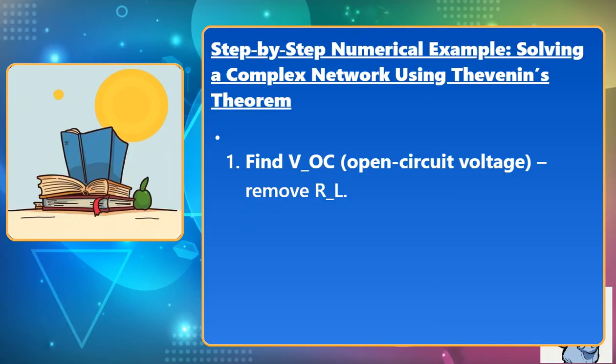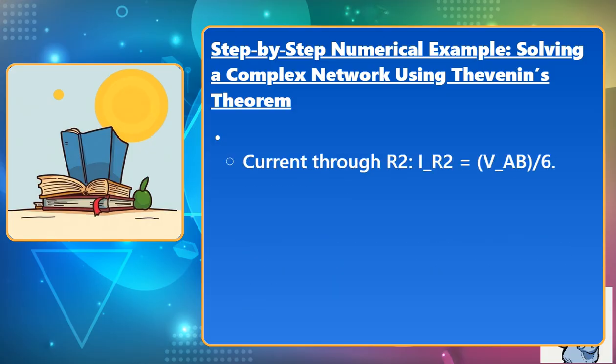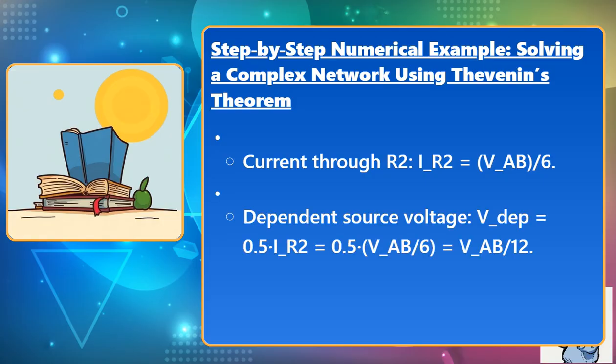Find V sub OC, the open circuit voltage: remove R sub L. Write node equations. Let V sub AB be the voltage at the terminals A relative to B equals 0. Current through R2 equals I sub R2 equals V sub AB divided by 6. Dependent source voltage V dependent equals 0.5 times I sub R2 equals 0.5 times V sub AB divided by 6 equals V sub AB divided by 12.